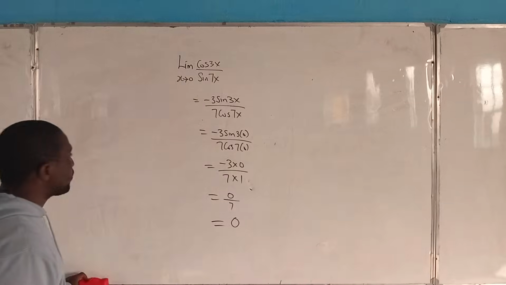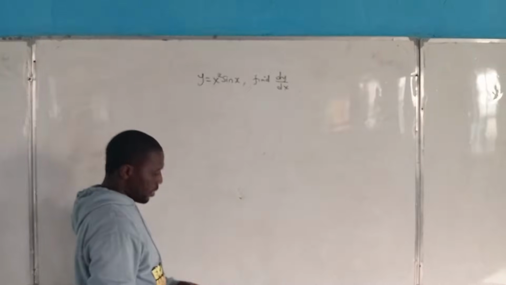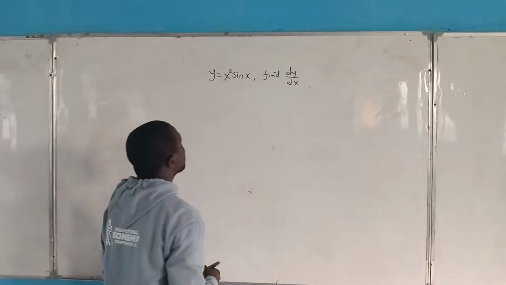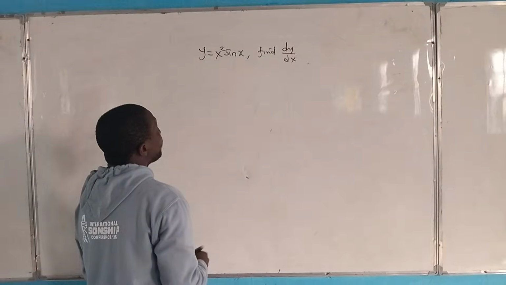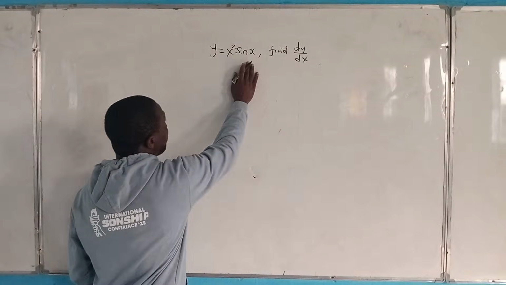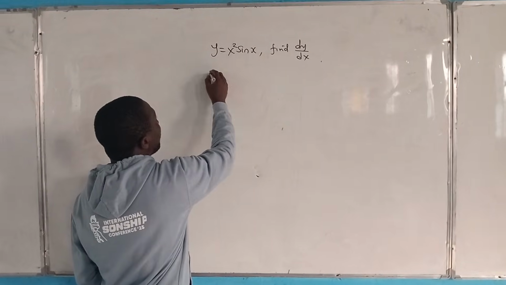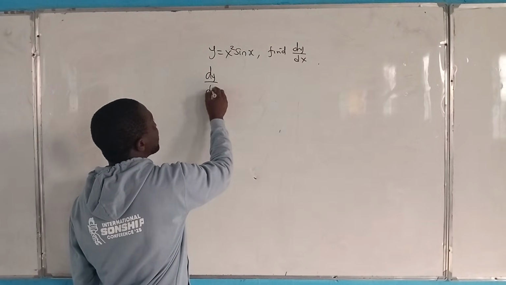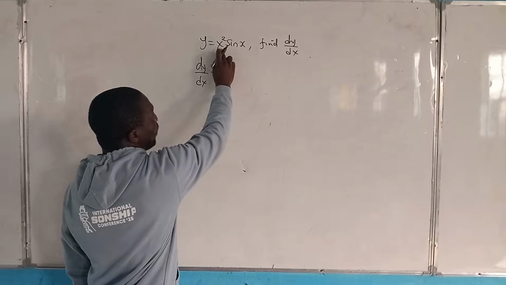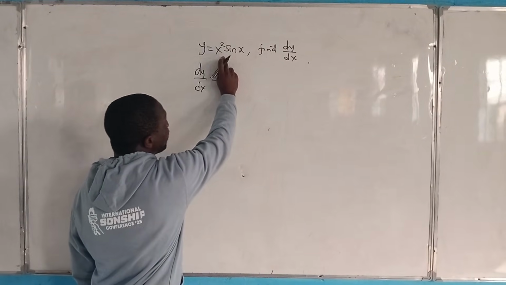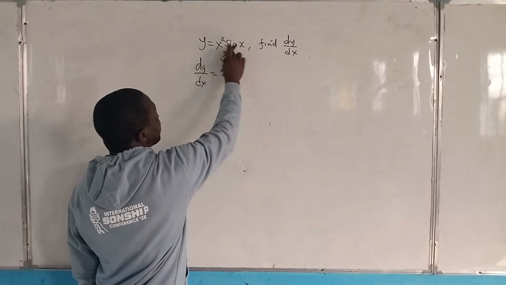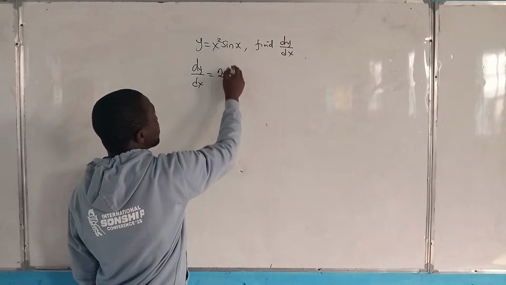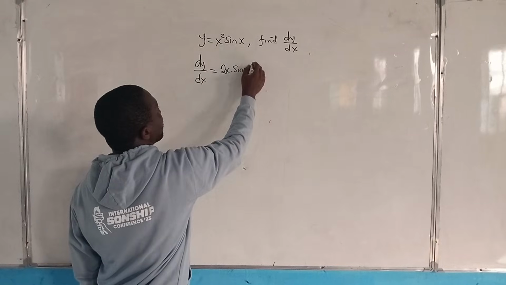0 is the answer. y equals x squared sin x. We have to find dy over dx. What you do here is very simple. You are going to apply the product rule of differentiation. And this is what you do. You say dy over dx now gives us, differentiate this one. Differentiate x squared. That will give me what? 2x. Then multiply it with this one. Keep this one constant, sin x.